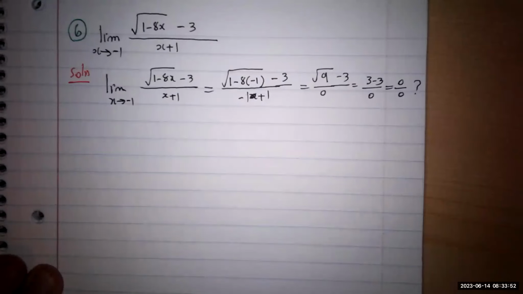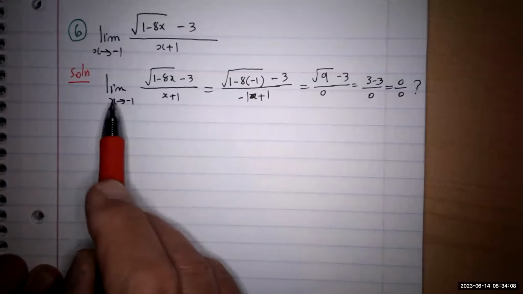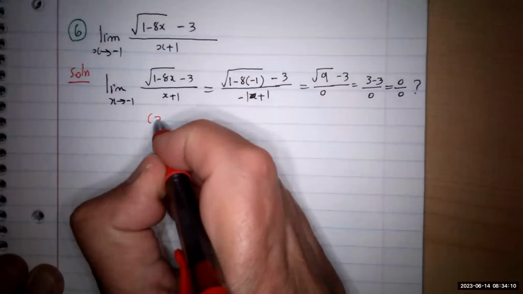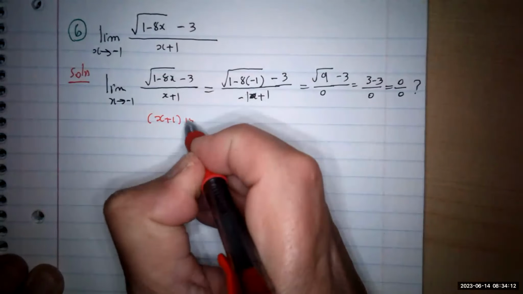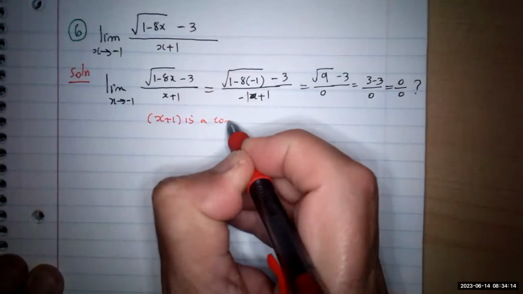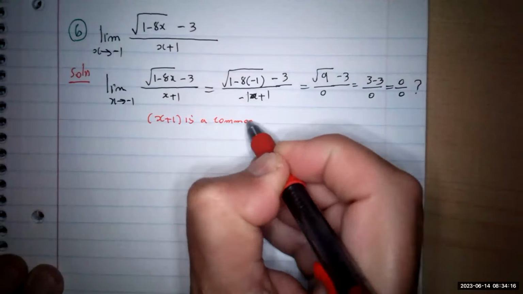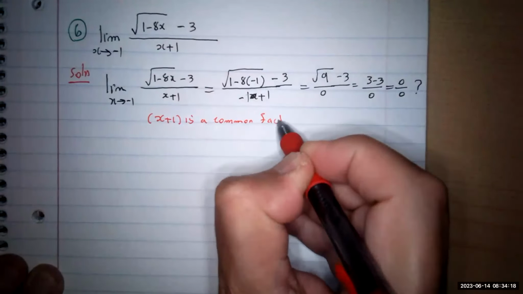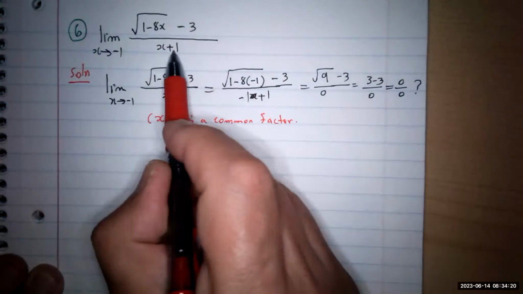So what's the message here? Any suggestion? Of course, there is a common factor. What is that common factor? x plus 1. Very good. You see x goes to negative 1. Remind yourself that x plus 1 is a common factor. You already got it here.